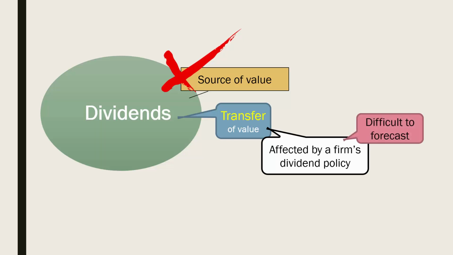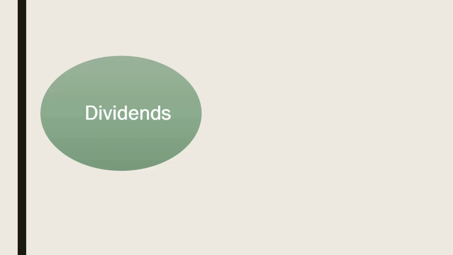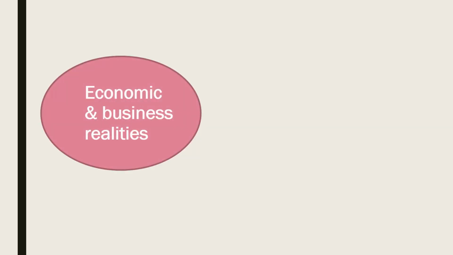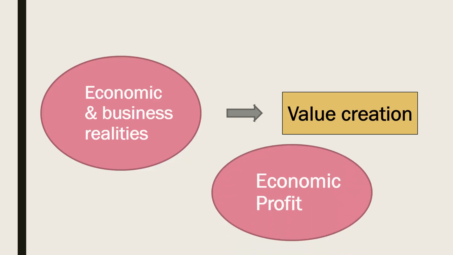It is difficult to forecast a firm's future dividend policy to eternity or to the end of a firm's life because it is based on the discretion of a firm's management and board of directors, who may consider a range of factors in making their decisions. To value the equity of a firm in practice, we will need to move in behind the dividends a firm pays its equity investors. We will need to engage with the economic and business realities of a firm that are driving the future creation of value by the firm for its equity investors. One way to do this is to focus on the economic profit of a firm.